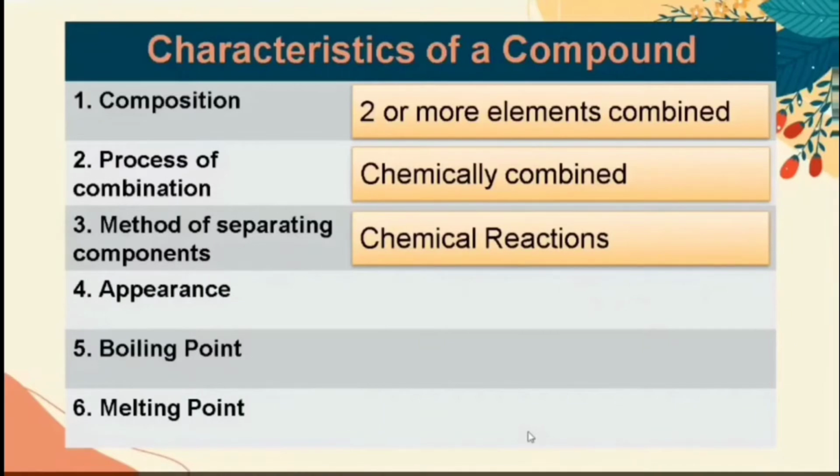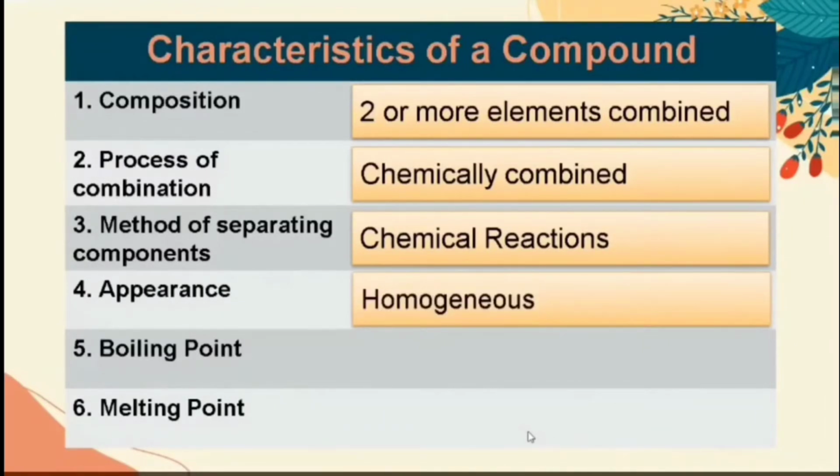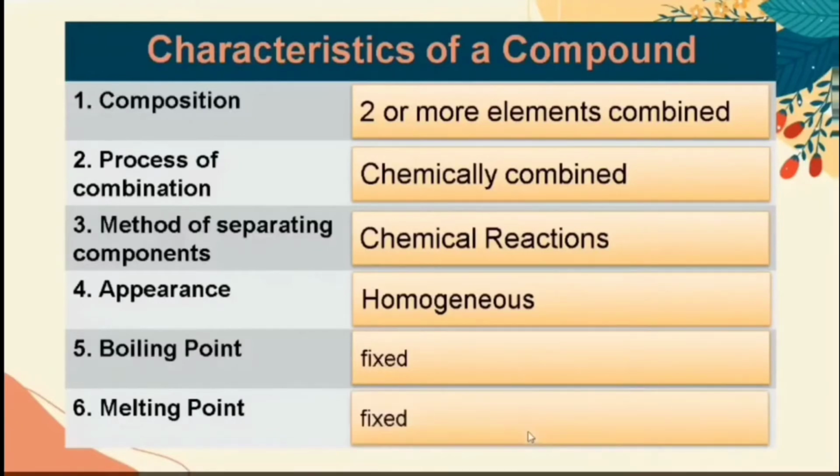Number 4. Appearance. Compounds are homogeneous. Number 5. Boiling point. The boiling point of a compound is fixed. And number 6. Melting point. The melting point of a compound is fixed or is unchanging.